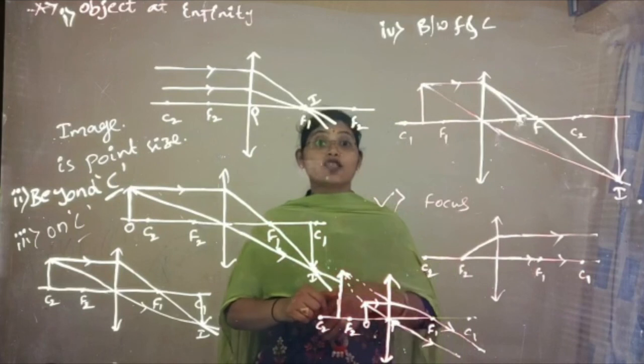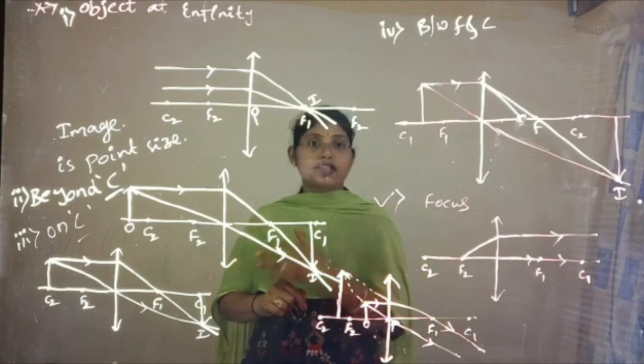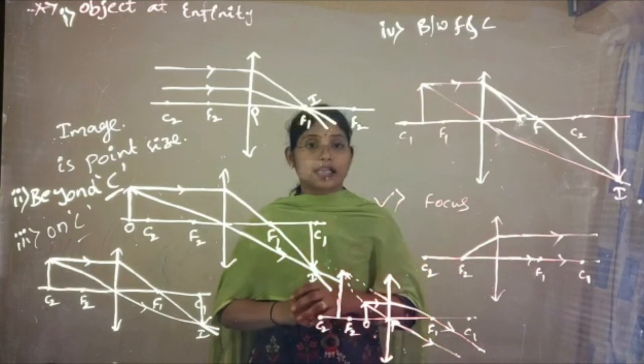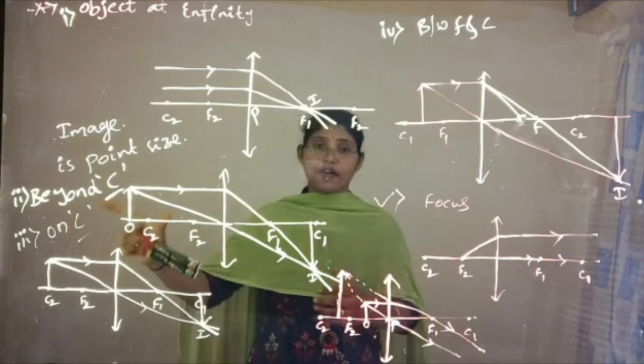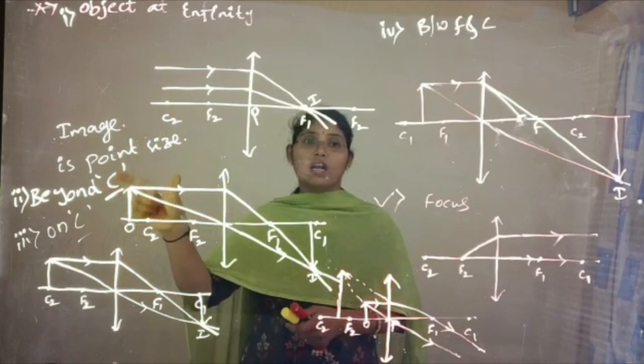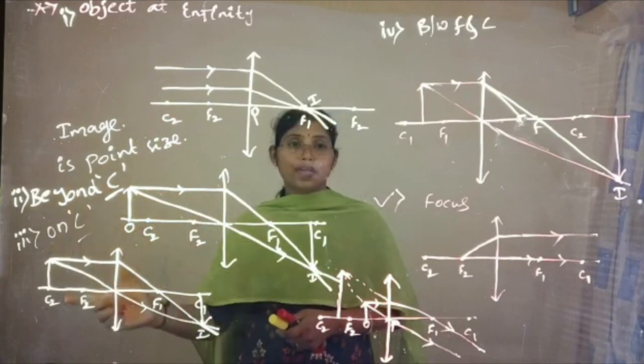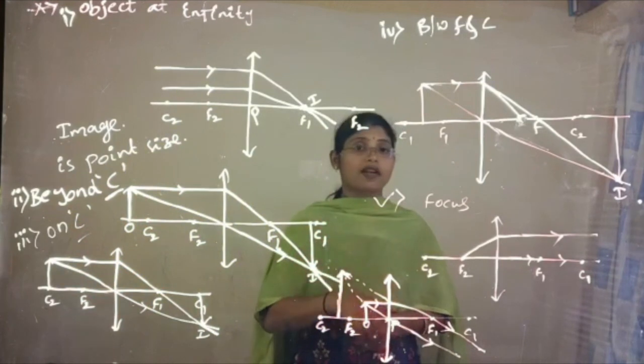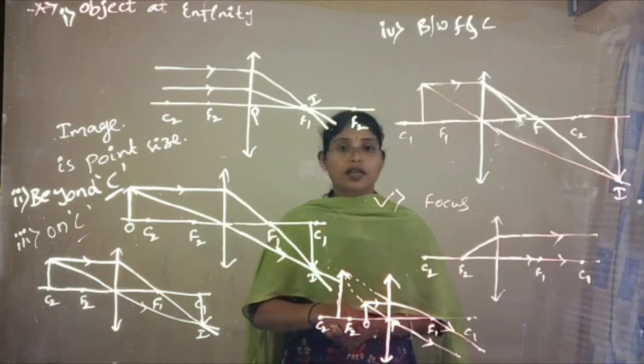If the object is placed at the center of curvature, where do we get the image point when considering a concave lens? And next, different positions: on C, in between F and C, and beyond C. These situations you have to draw for the concave lens. That is your homework. Clear?